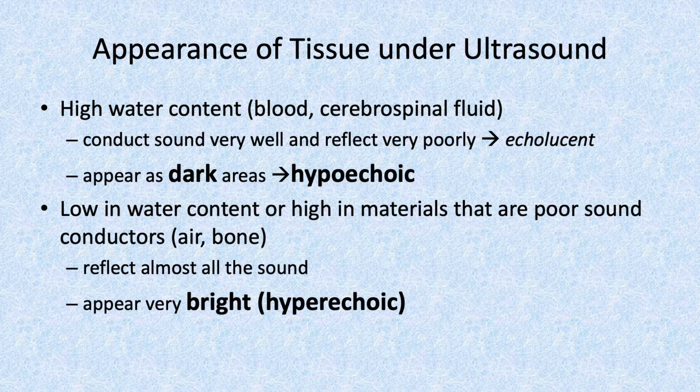If a structure has high water content, like blood or cerebrospinal fluid, then it conducts the sound very well. So the sound will just pass through, and very little gets reflected back. What happens is the image is very black, dark, so we call it hypoechoic.